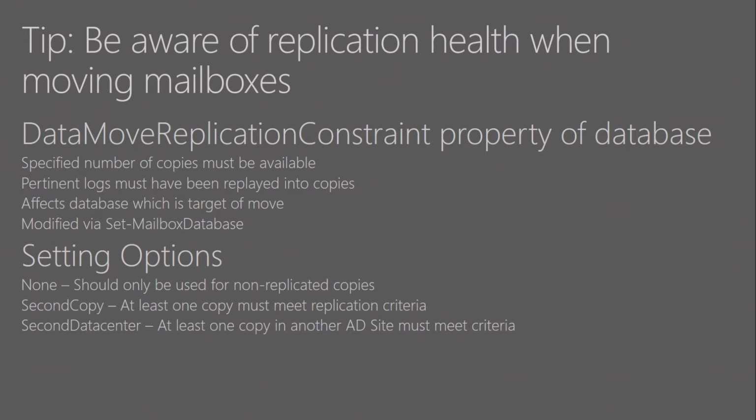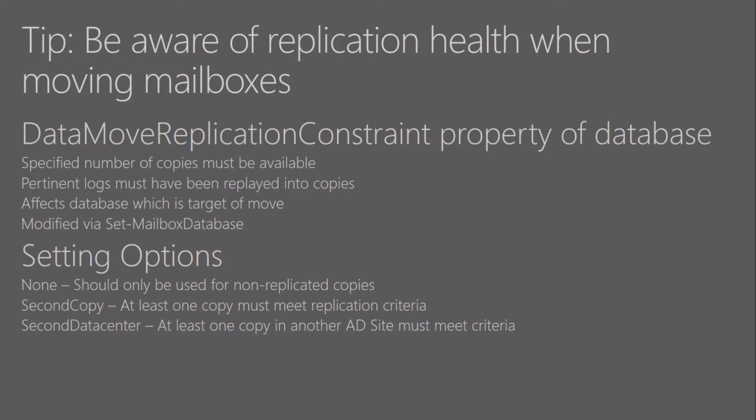So sometimes what you'll find is a move request will stall and it won't complete. And if you run Get-MoveRequest or Get-MoveRequestStatistics, you may see it talking about DataMoveReplicationConstraint. So this is a property of the mailbox database. And in a DAG, the default is SecondCopy. And that will state that at least one copy of that destination database needs to be in a healthy state before I'm going to complete the move.